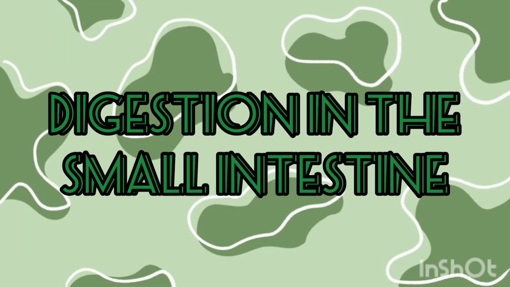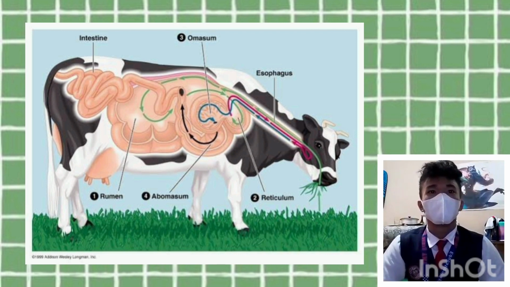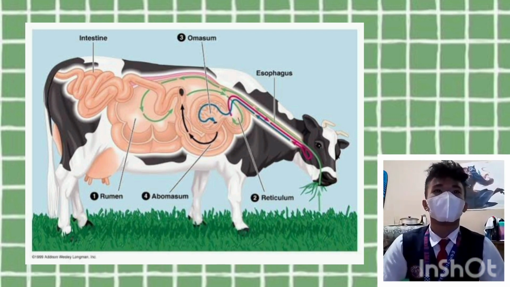Let's talk about the small intestine. Most enzymatic hydrolysis of macromolecules from food occurs in the small intestine. The small intestine is the longest compartment of the alimentary canal, as it is over 6 meters long. The small diameter of the small intestine gives it its name.